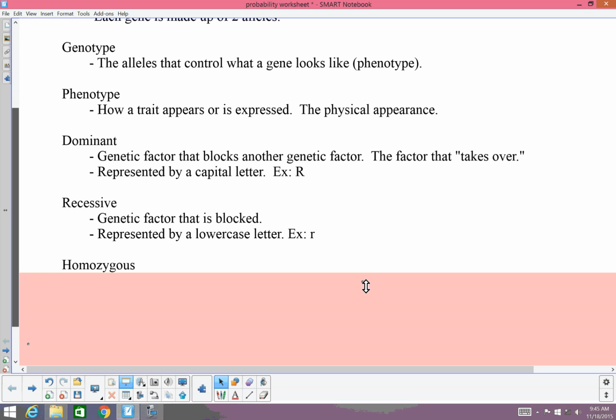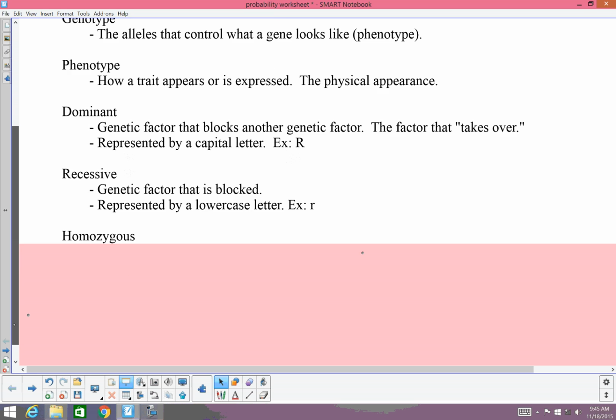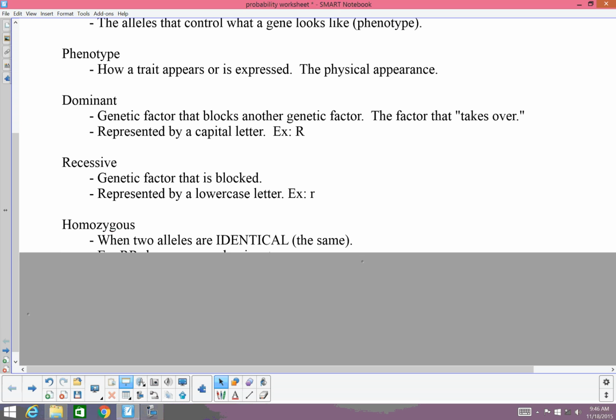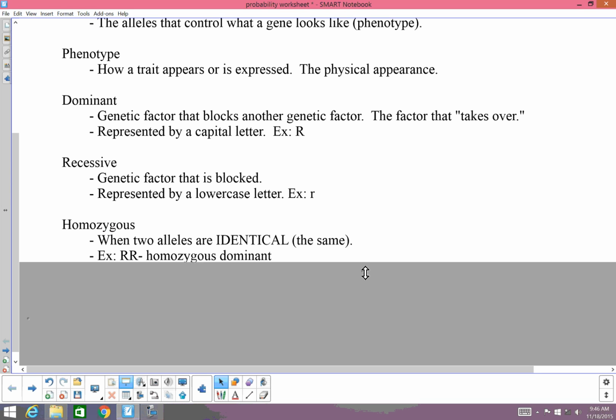All right. Homozygous. Also, I want to mention that you really need to know these vocabulary words. If you're not studying these vocab words, you're really not going to do well for this chapter. So you need to make sure that you are actually studying and learning what these words mean. Okay, so homozygous refers to 2 alleles that are identical or exactly the same.